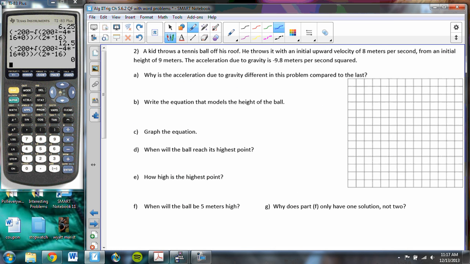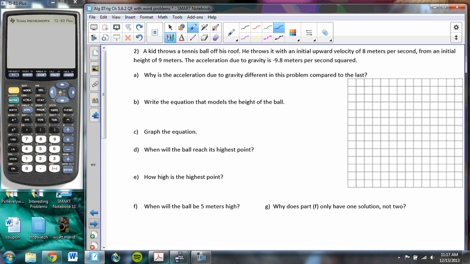Do the same thing for a new problem. Back page. A kid throws a tennis ball off his roof. He throws it with an initial upward velocity of 8 meters per second from an initial height of 9 meters. And the acceleration due to gravity is negative 9.8 meters per second squared.